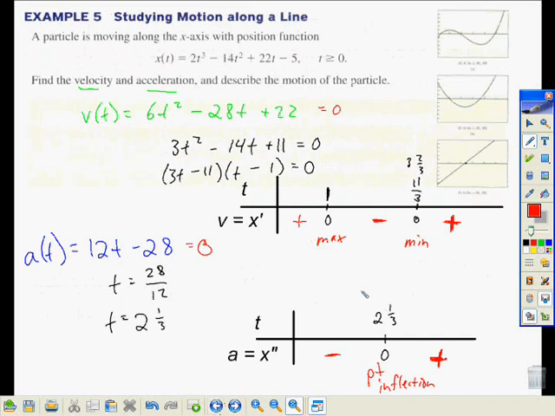So when they ask us to describe the motion of the particle, we could think of this negative here for acceleration as decelerating, or deceleration, and this is accelerating.